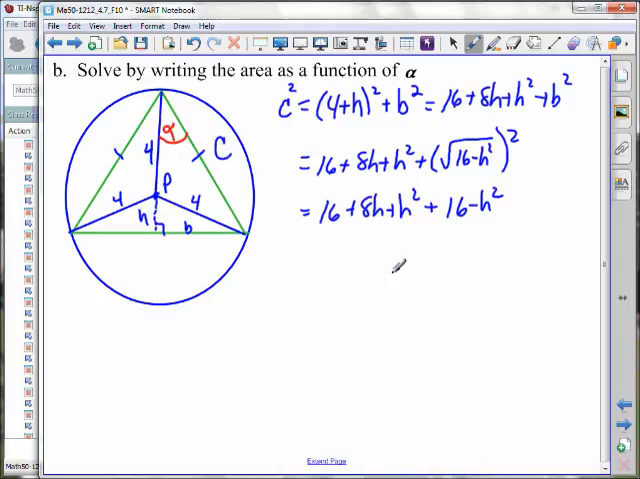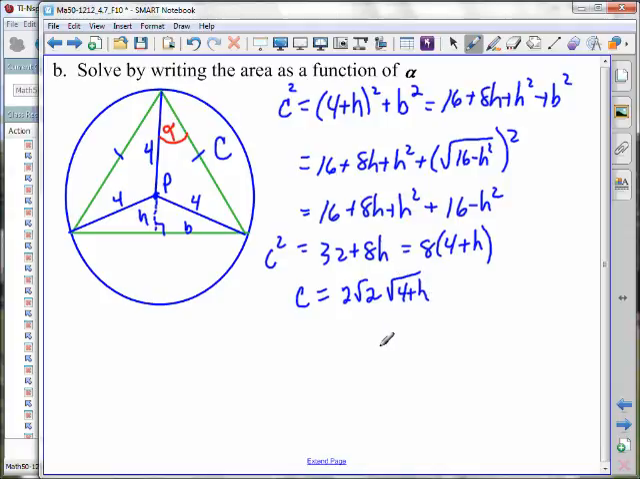Actually, those h squares kind of cancel out, don't they? And I end up with 32 plus 8h. This is c squared, which can also be written as 8 the quantity of 4 plus h. So I could say that c has a value of the square root of that. You take the square root of 8, you get 2 the square root of 2 times the square root of 4 plus h. That'd be 2 the square root of 8 plus 2h, right? So I could do that.